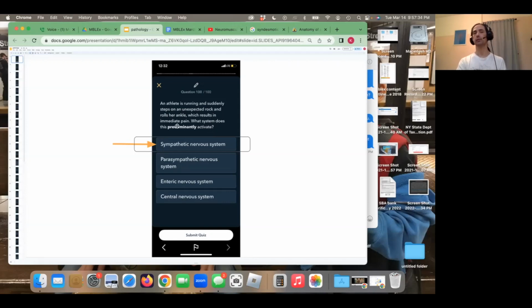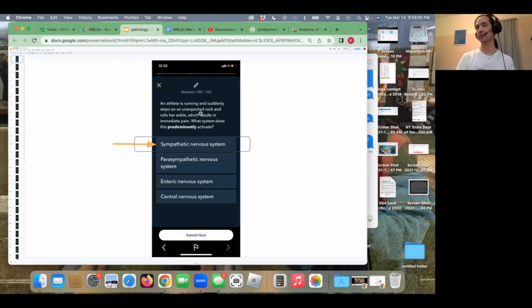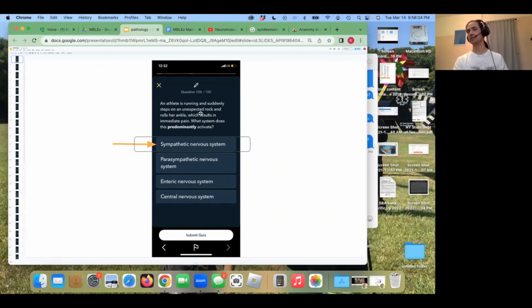Okay. When they word a question, try to look at the words in the question. Steps on an unexpected rock. What does it feel like when you have an unexpected thing happening while running? It's a sudden thing, kind of shocking, or scary, right? So that's the sympathetic nervous system. Sympathetic is fight or flight. Parasympathetic is rest, digest, attend, and befriend.